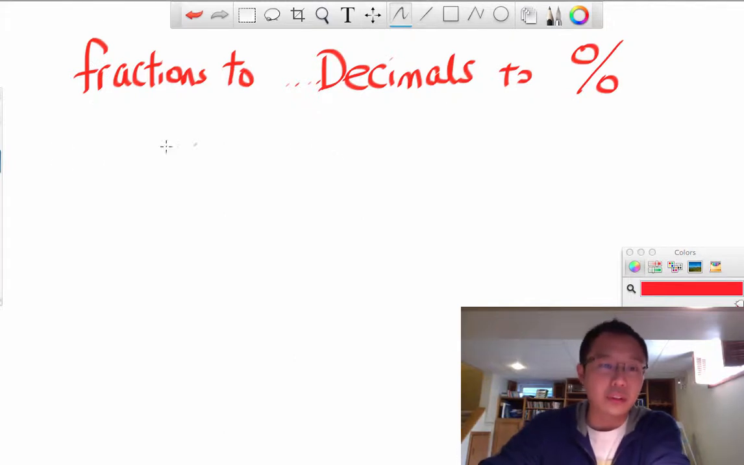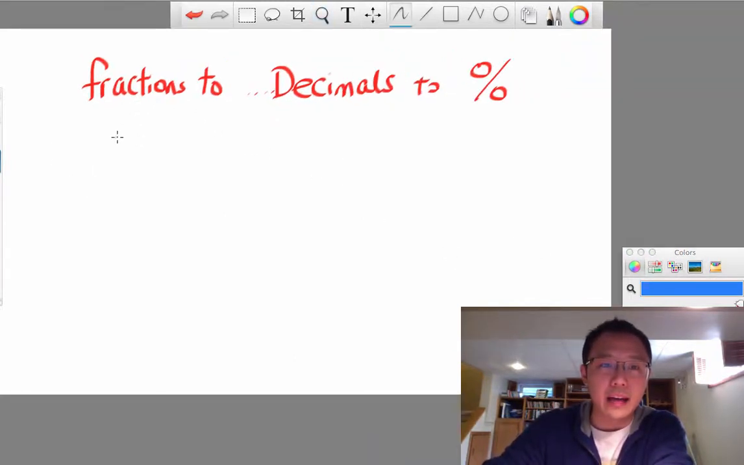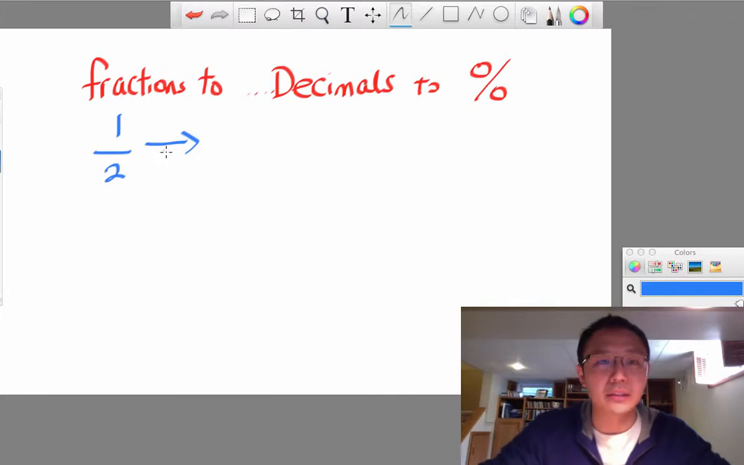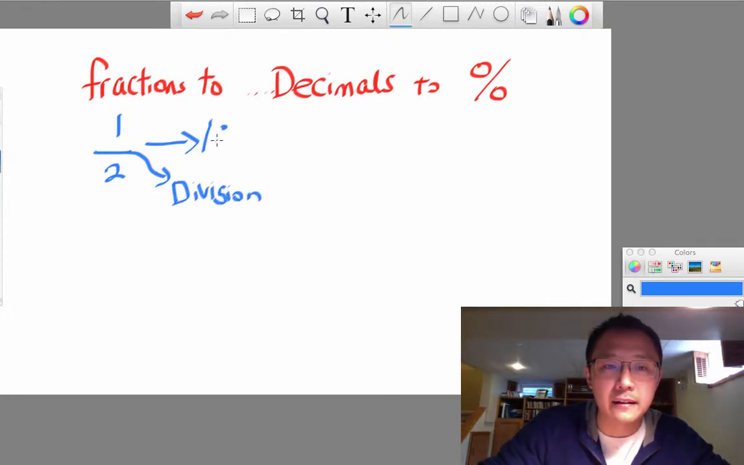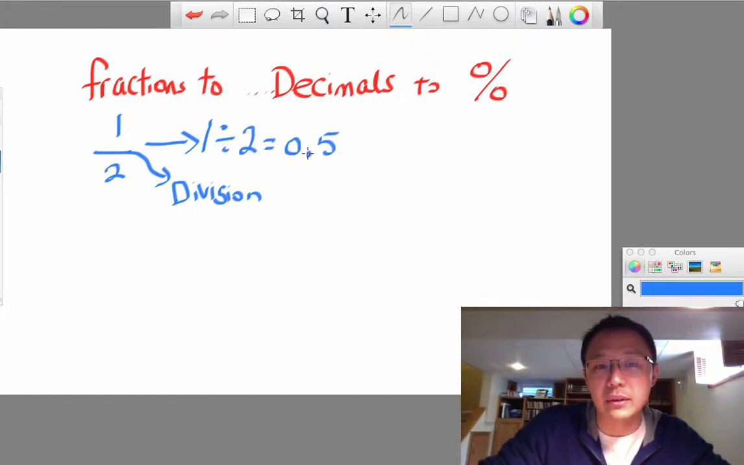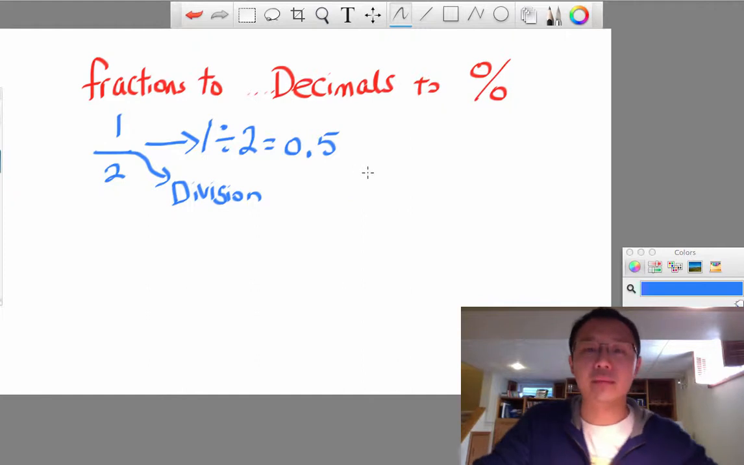If we were to start off with a fraction such as something common like 1/2, well, there's two ways of doing this. We can use a calculator and go 1 divided by, because remember from my previous video, this fraction line means division. So 1 divided by 2, this will give you 0.5 because that's what half is. It's half of one number.